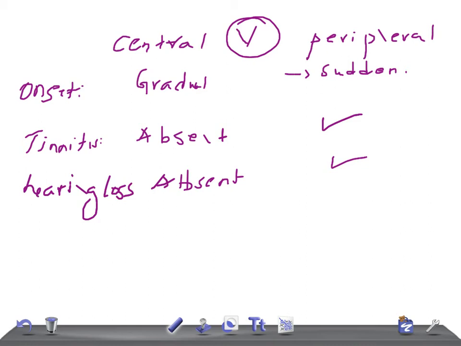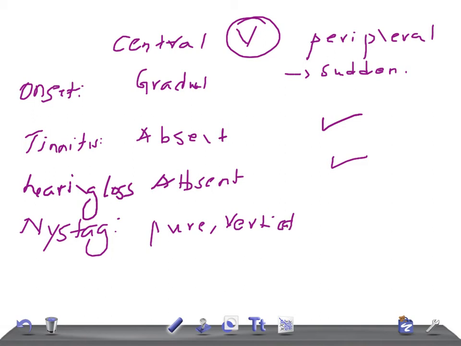Okay, and the most important is nystagmus. Nystagmus is really very important because depending on the type of nystagmus, you have to diagnose the disease or type of vertigo in your USMLE examination. In central vertigo, it will be pure vertical. Remember the vertical, that's really very important, because you see horizontal in peripheral vertigo. Pure vertical, does not suppress with fixation, and multi-directional.